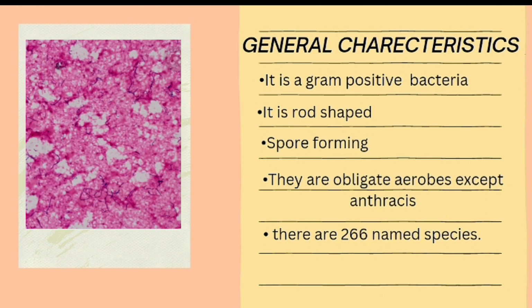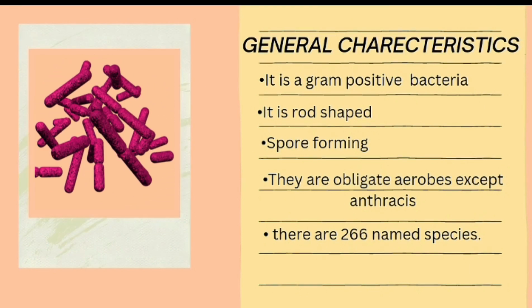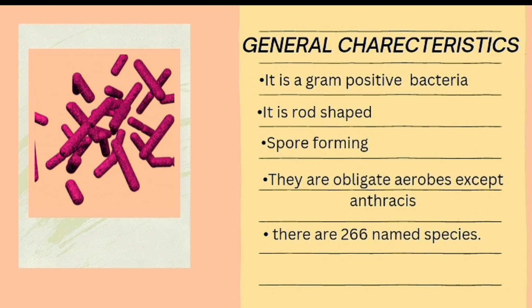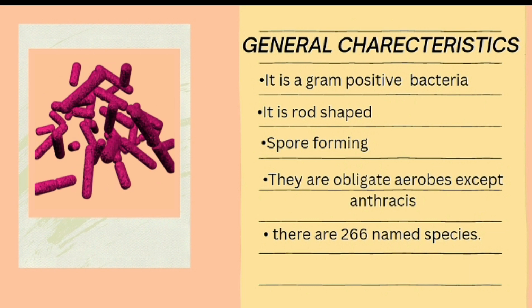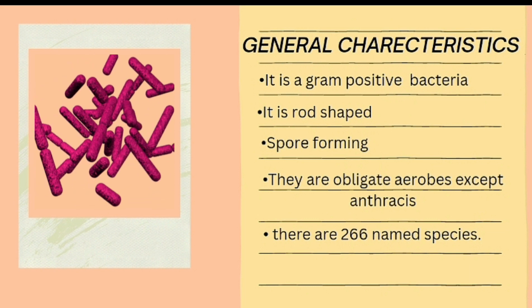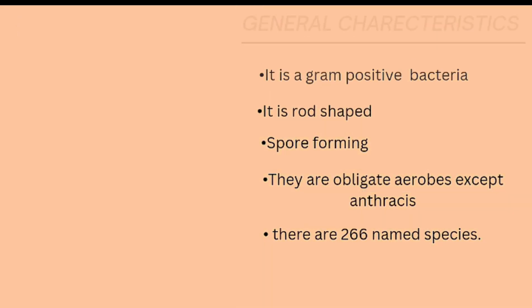Basically, they are gram-positive bacteria and they are rod-like in structure. They form spores to reproduce asexually. They are obligate aerobes except anthracis. There are 266 named species of Bacillus.